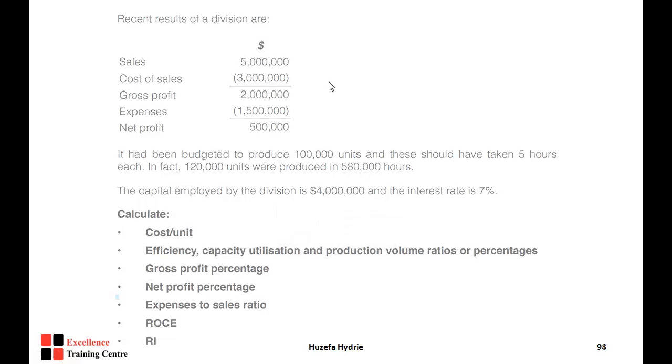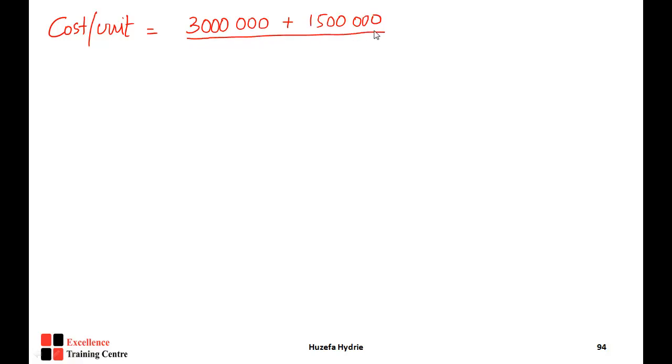So I'll just solve it over here. The first thing is cost per unit. So that will be 3 million plus 1.5 million divided by 100,000 or 120,000? 120,000. So what is the cost per unit that we are getting?